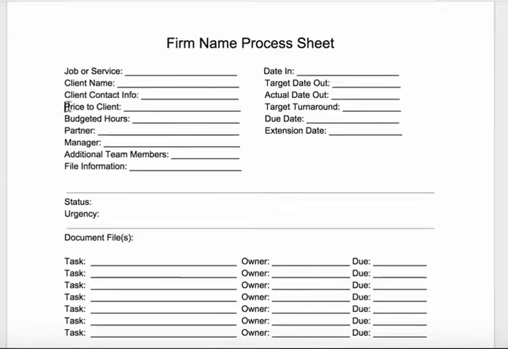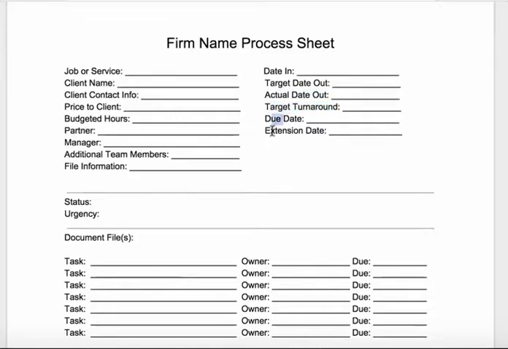So the first thing would be price to client. We make sure we have that. Budgeted hours. So we already are getting a target profit margin, so we can look at the budgeted hours, internal price, price to client, partner, manager, any additional team members, file information, so the location of where you're going to be uploading the documentation, the date in, target date out, so maybe it's 10 days, maybe it's 5 days, maybe it's 15 days, and then this happens after actual date out, and then target turnaround, again, 10, 15 days.